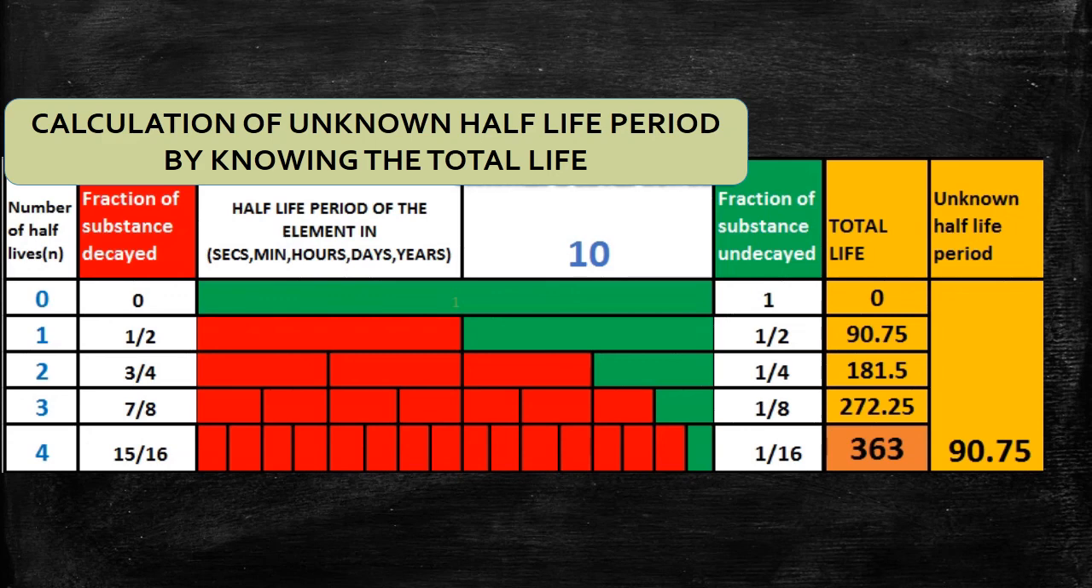So by knowing the total life, which one could be calculated? The half-life of any element can be calculated. So by using this simple block diagram, the basic knowledge about radioactivity could be clearly understood. Okay.